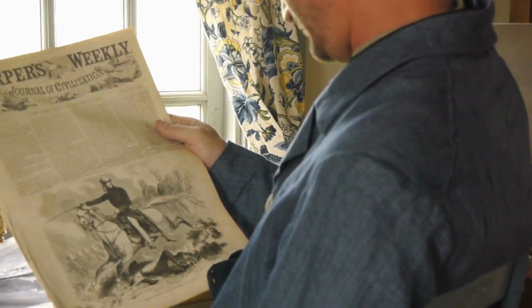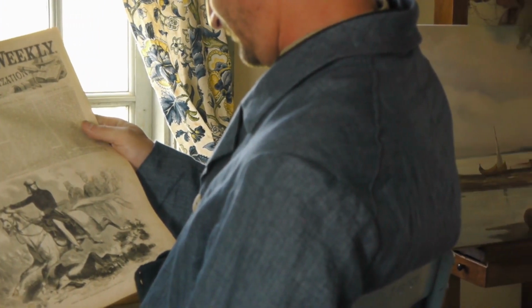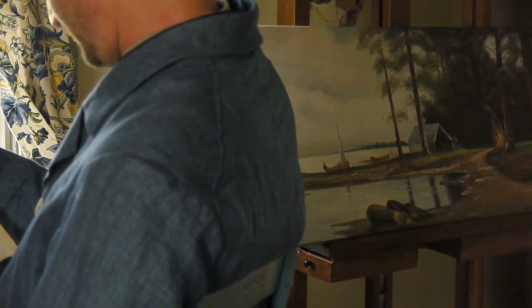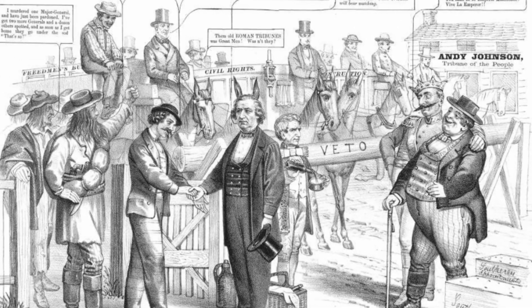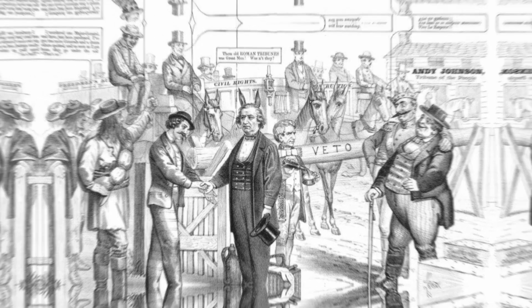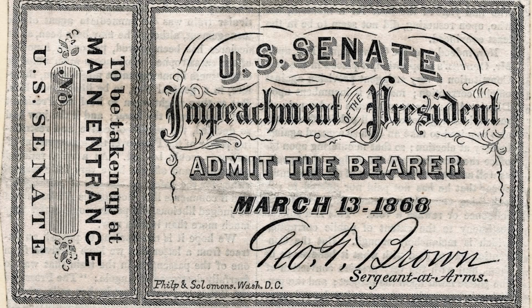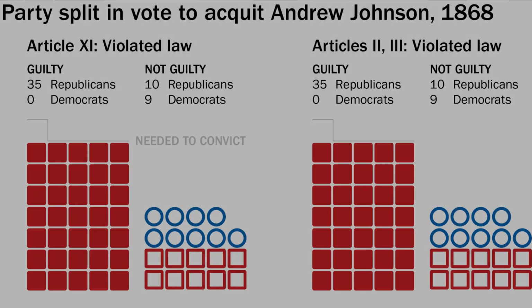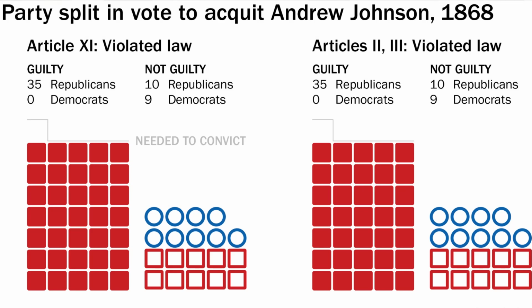This dismissal was the last straw for the radical Republicans. In February of 1868, the House of Representatives voted to impeach Johnson on 11 articles, primarily focusing on his violation of the Tenure of Office Act. Following his impeachment by the House, Johnson's trial began in the Senate in March. After a lengthy trial, the Senate fell just one vote short of the two-thirds majority needed to convict Johnson. The final vote was 35 in favor of conviction and 19 against.